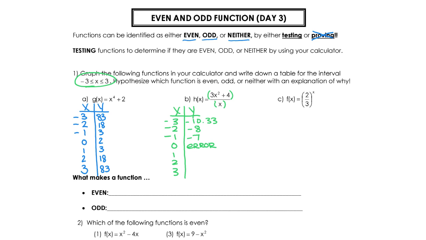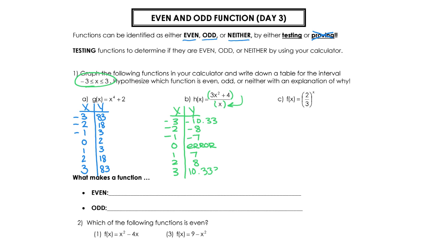If you remember that our function is a fraction and you cannot divide by 0, if x is 0, it's not going to be able to give you a y value or an output, and so it gives you an error, makes it undefined. But your calculator will say error, it won't say undefined. Okay? 1 is paired with 7, 2 is paired with 8, and 3 is paired with 10.3.